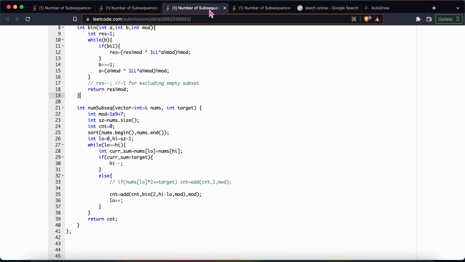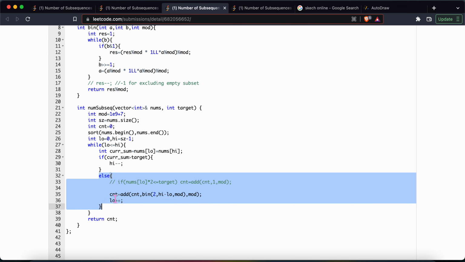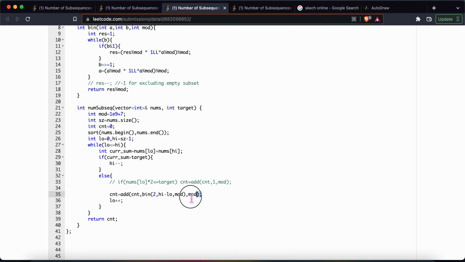Okay, now dealing with the second solution. So this is the 2-pointer solution. We have low at 0 and high at the length minus 1 position. So what we are doing is summing those elements. If that sum is greater than the target, then we are decreasing the high pointer. And for the case when the sum is less than or equal to the target, what we are doing, let me explain to you.